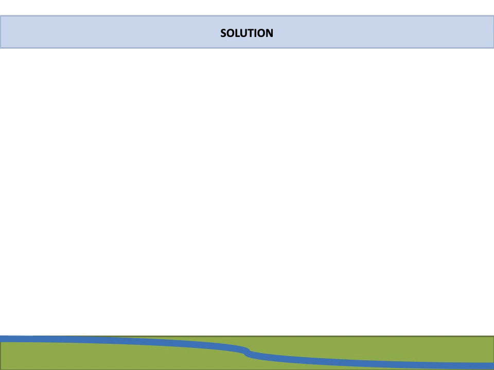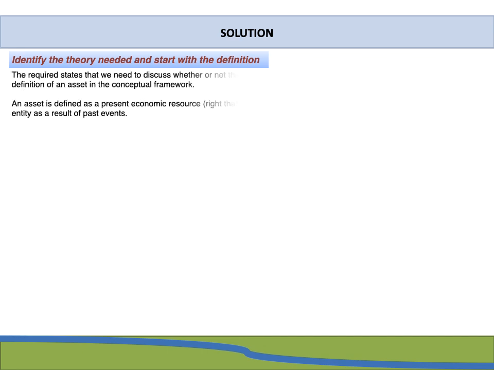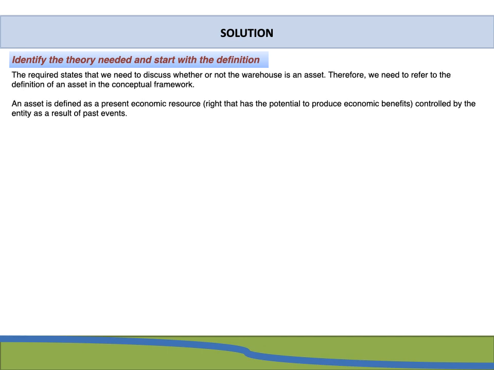So if we have a look at the solution, firstly, we need to identify the theory needed and we need to start with the definition. Now, the required states that we need to discuss whether or not a warehouse is an asset. So therefore, we need to refer to the definition of an asset in the conceptual framework. Now, an asset is defined as a present economic resource. Now remember, an economic resource is a right that has a potential to produce economic benefits. And this is controlled by the entity as a result of past events.